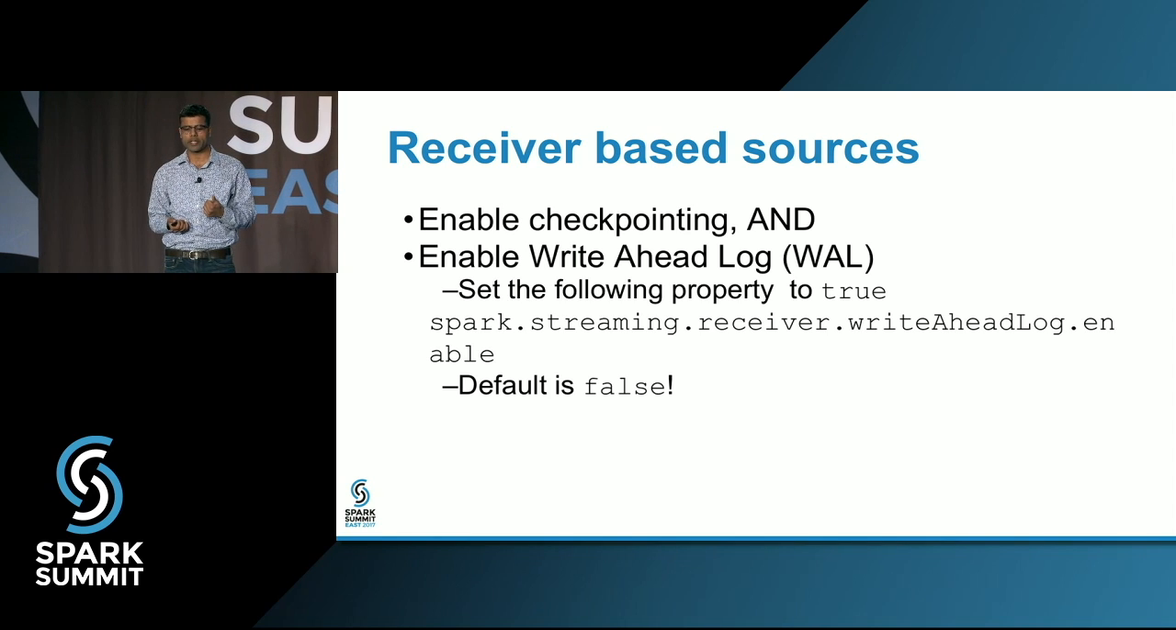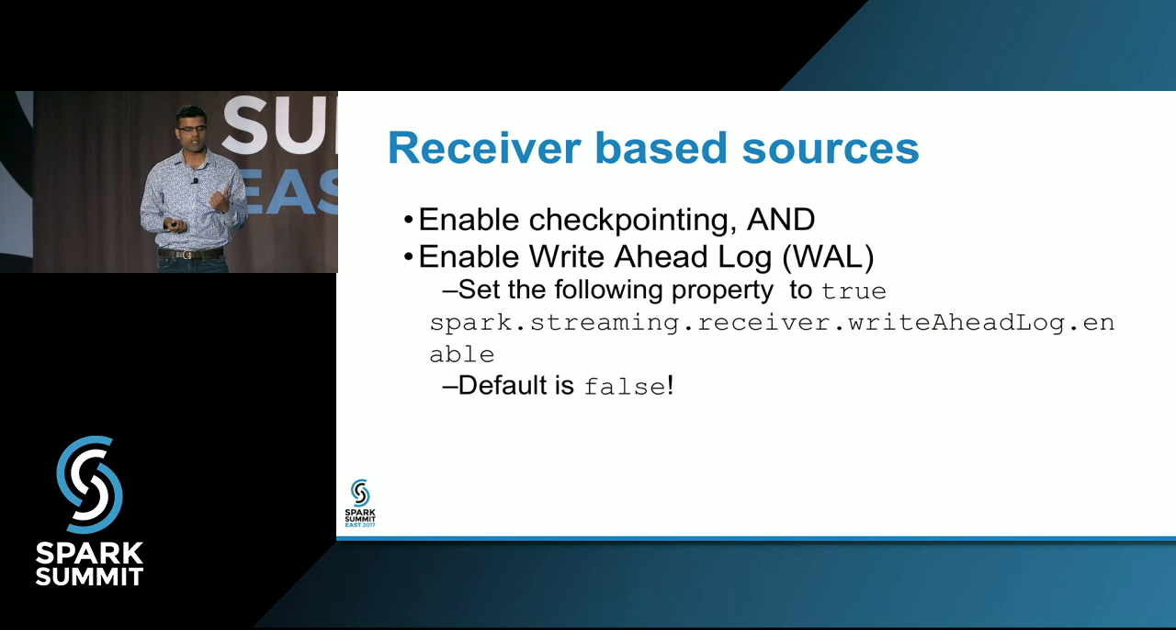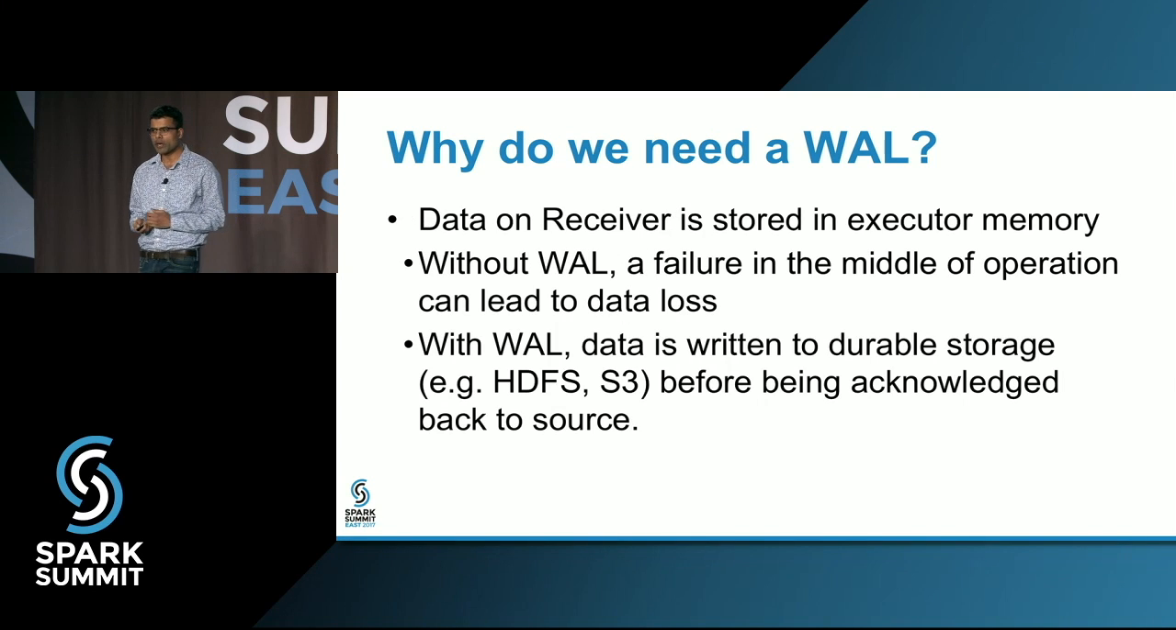You have to enable checkpointing for reasons we talked about previously in the file sources, but you also have to enable a write-ahead log. And by the way, the default value for the write-ahead log is disabled. So if data loss or preventing data loss is important to you, I hope it is, then you have to enable it. And why do you need a WAL?